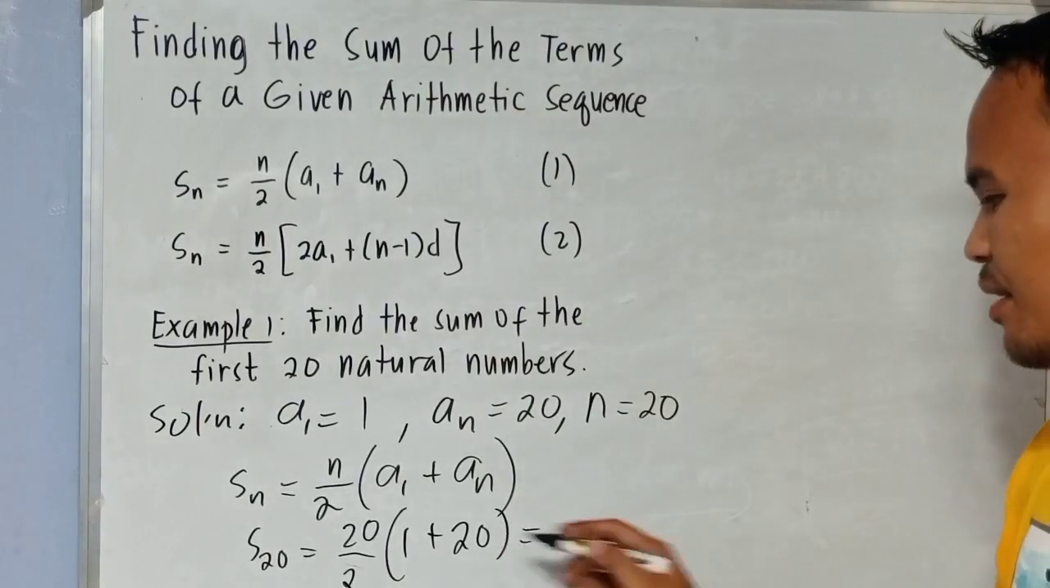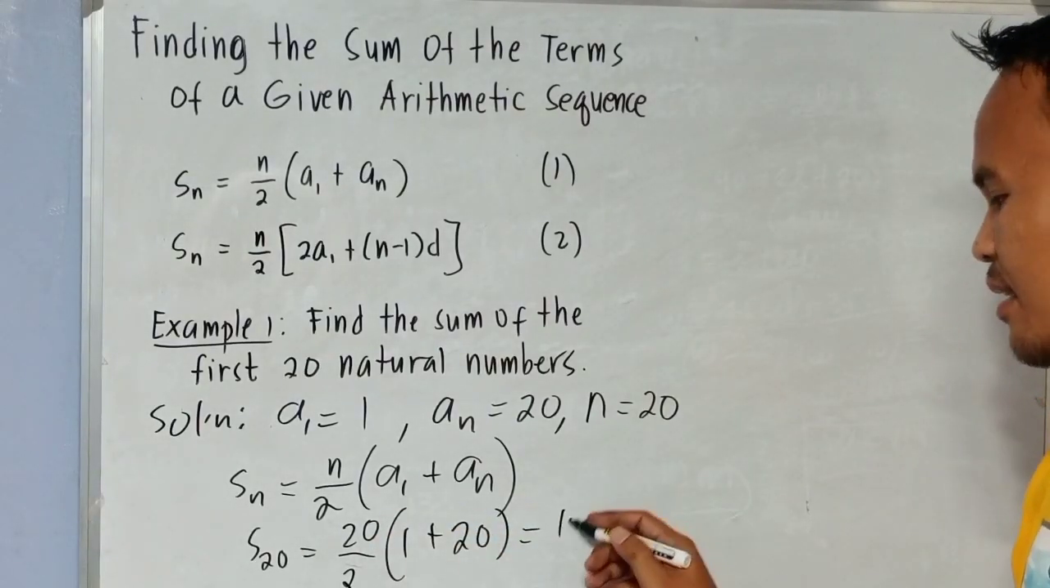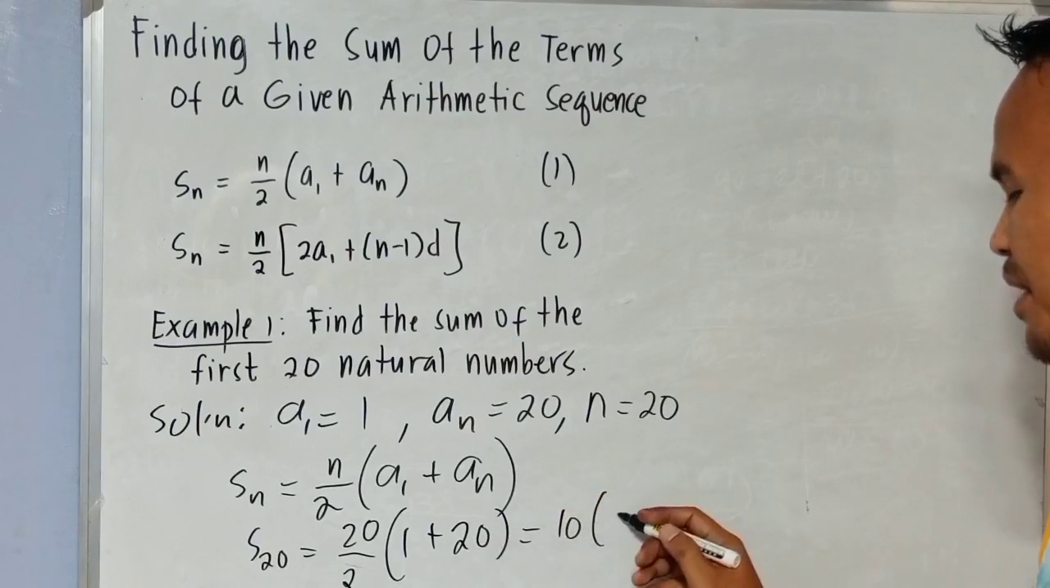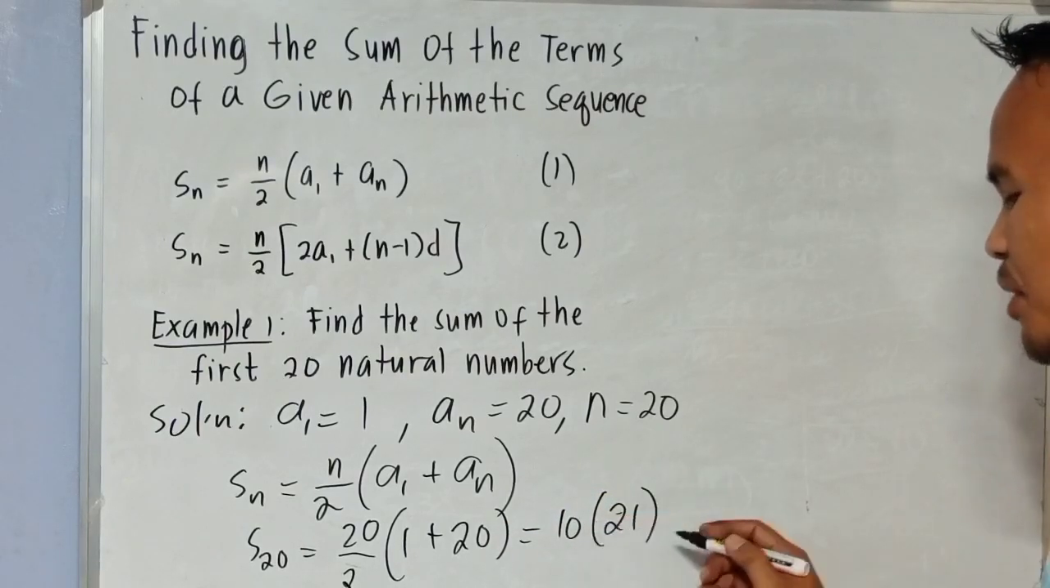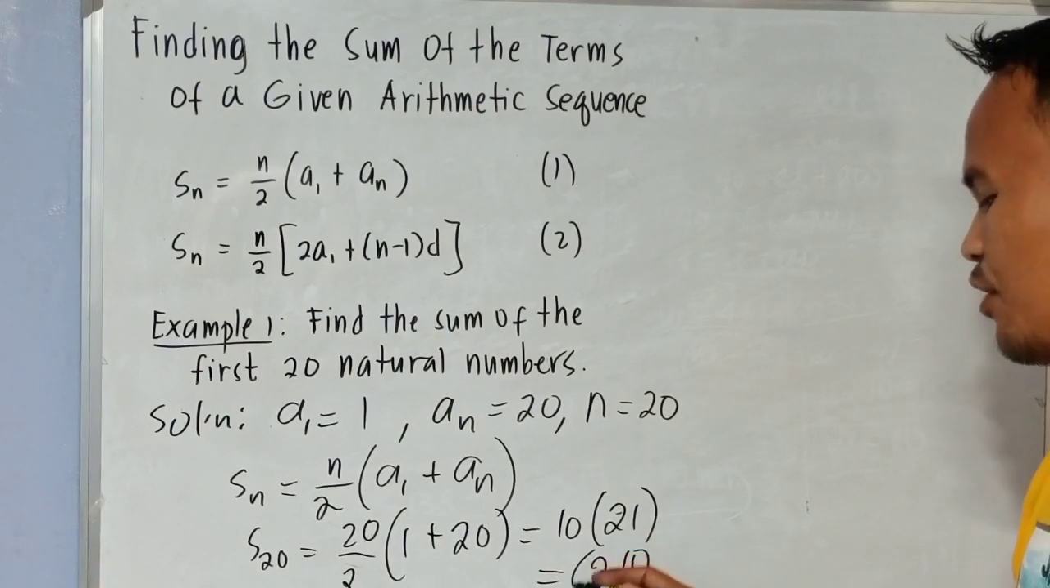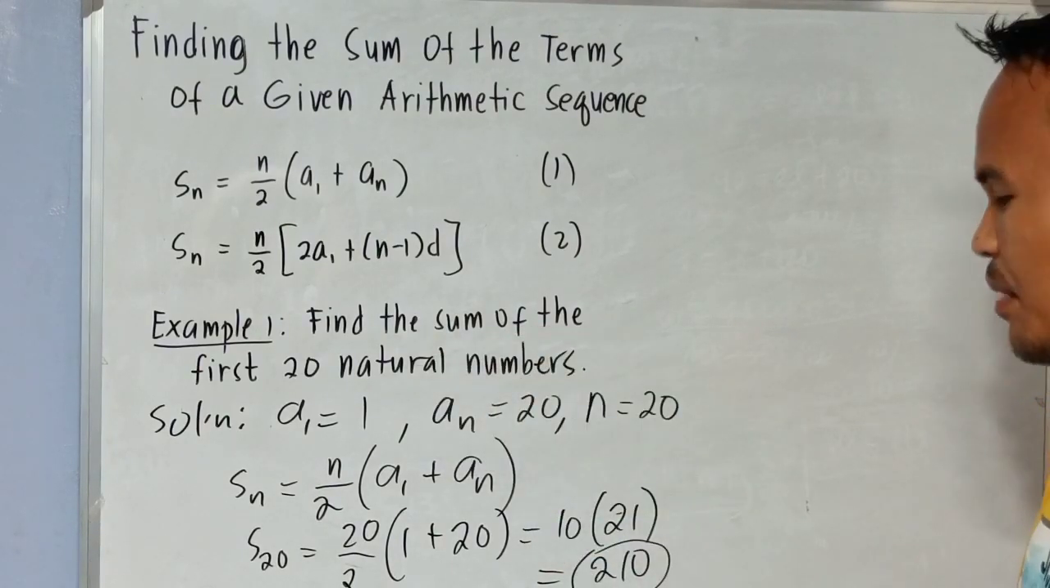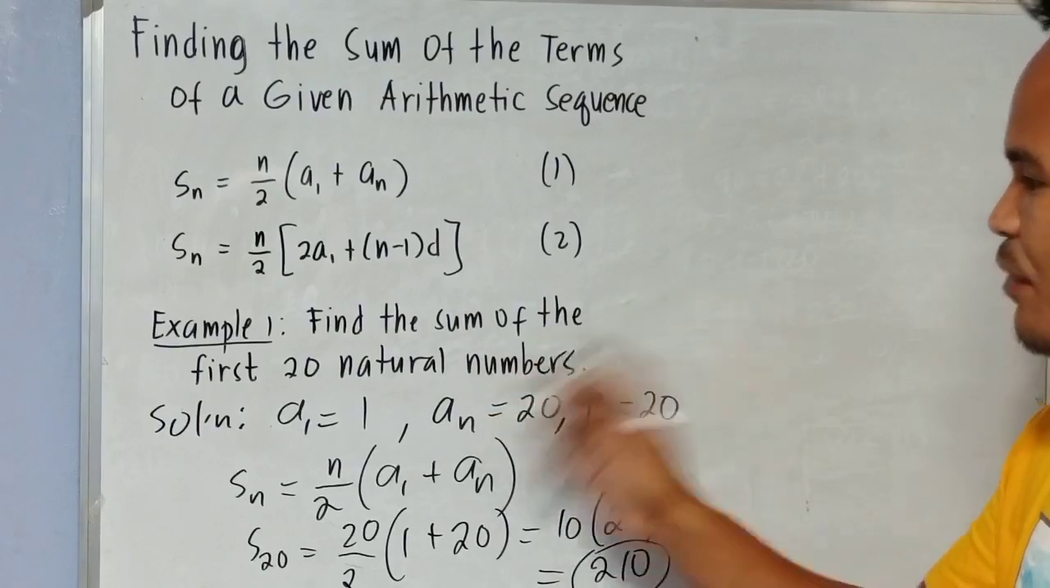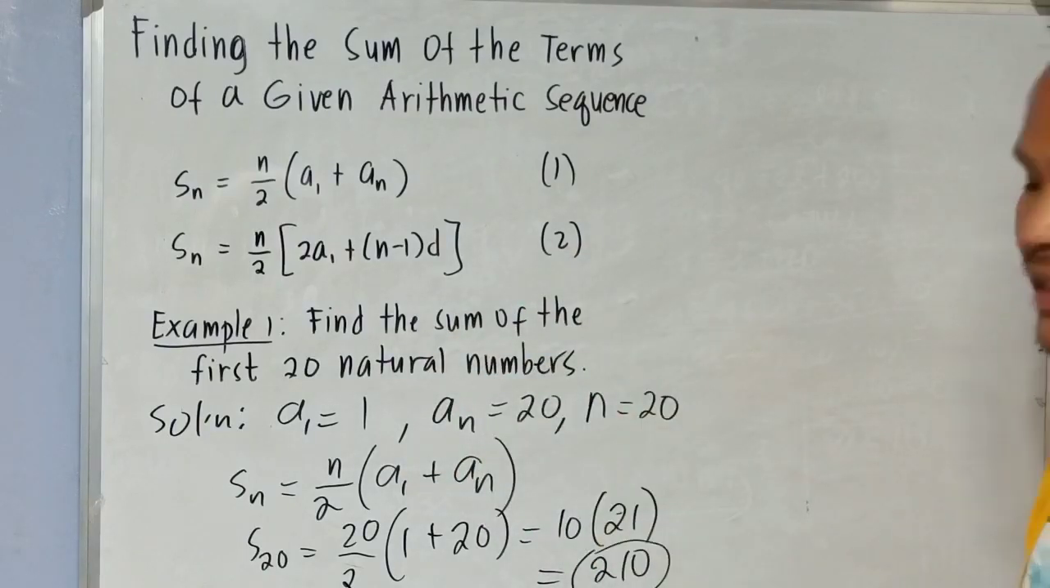Okay, this will be 20 divided by 2, that's 10. 1 plus 20 is 21. Multiply these two numbers here, the result is 210. Therefore, the sum of the first 20 natural numbers is 210.